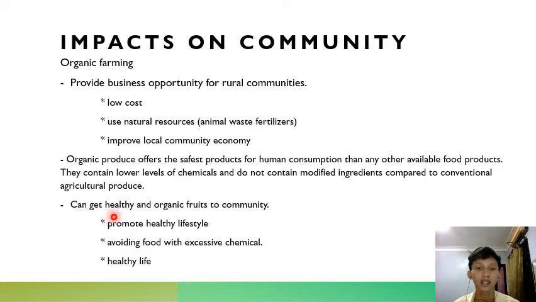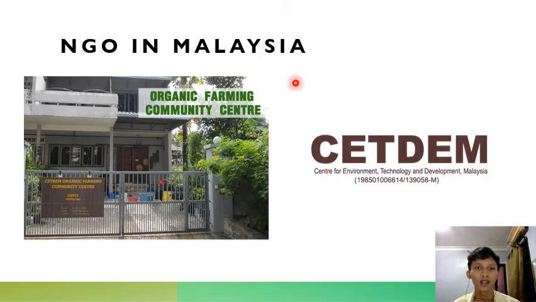The community can get healthy and organic fruits. The farmers can provide the healthy and organic fruits for the community. It promotes a healthy lifestyle, avoiding food with excessive chemicals, and it will result in a healthy life for the community. A healthy life will be a happy life. This is one of the NGOs in Malaysia that started organic farming for the community. I believe it is called CETDEM, which stands for Centre for Environment, Technology and Development, Malaysia.